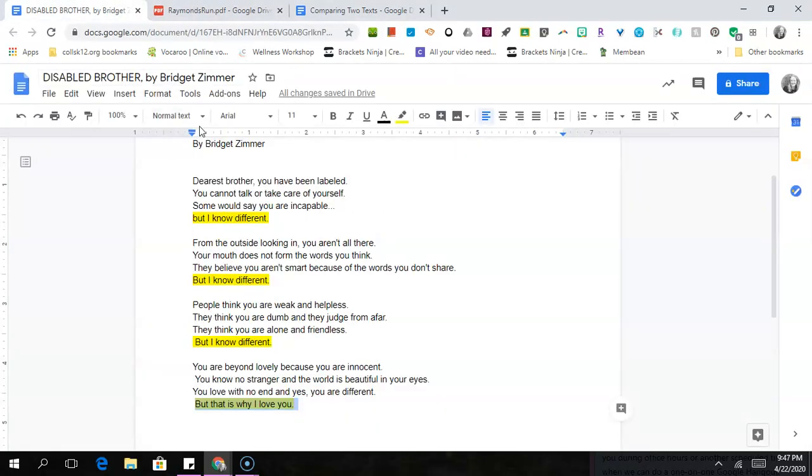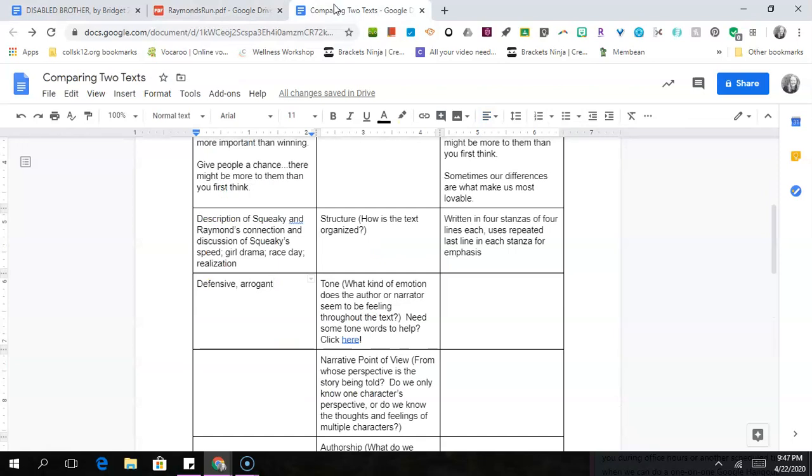Would you say that it has a similar tone? I think in a way you could maybe argue that, because it sounds like this writer is a little bit defensive of her brother, but it's not quite the same as Squeaky. Squeaky's kind of defensive, but she's also, I might use the word combative, meaning she's ready to fight you if you disagree with her. So let's say defensive, arrogant, combative.